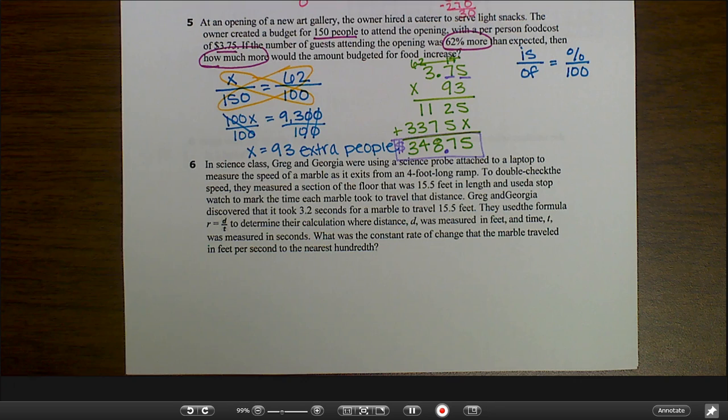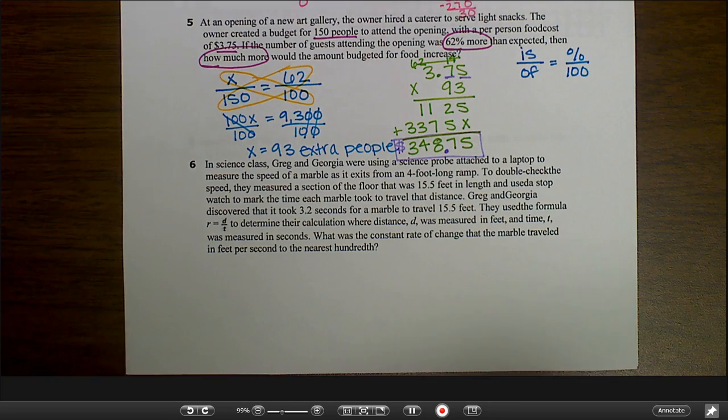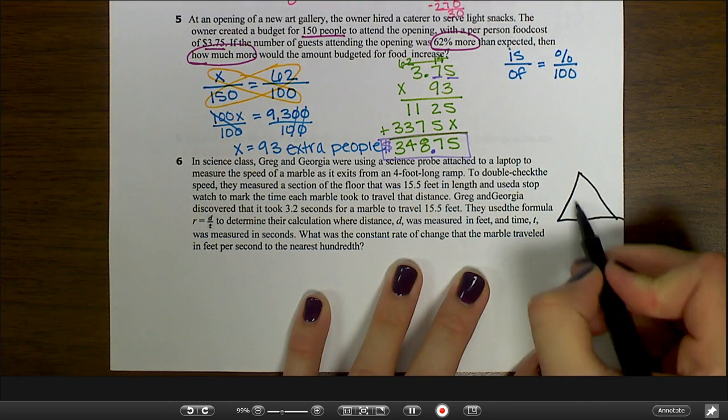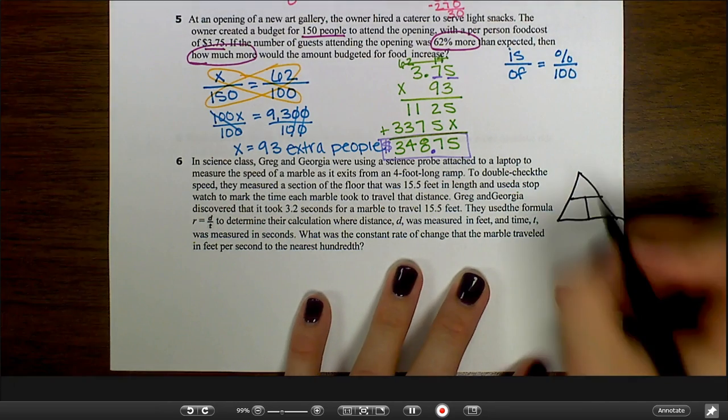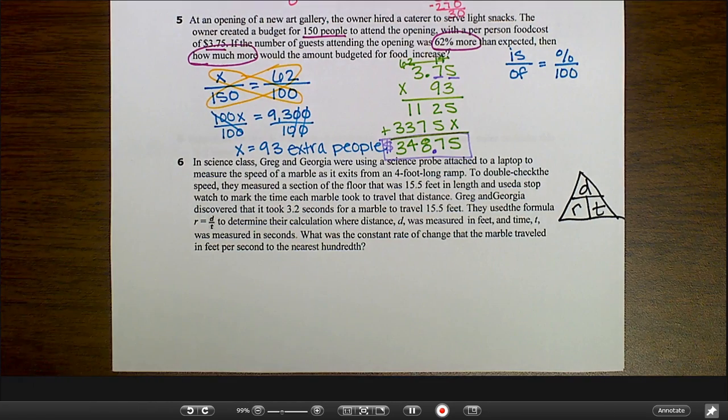They used the formula R equals distance divided by time to determine their calculation, where distance, D, was measured in feet and time, T, was measured in seconds. What was the constant rate of change that the marble traveled in feet per second to the nearest hundredth? Well, the first thing I'm going to do is draw my DRT triangle, because that won't be given to you on tests or on STAR, but you can still draw it on there. So I'm going to write DRT, make sure everything's in the right place. Go ahead and draw your triangle if you have not already.